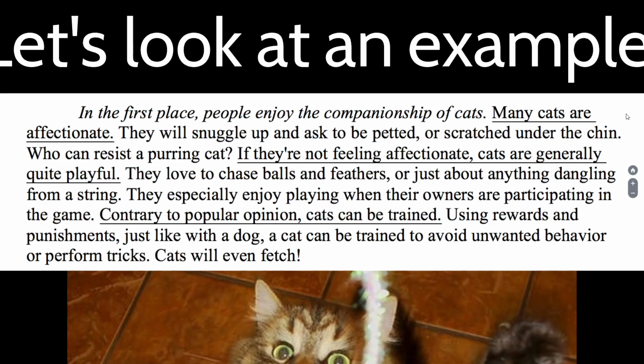The other thing I want to point out here is that as a part of this essay, this first body paragraph has a place marker. It says, in the first place. This means the first reason. And if you remember the thesis statement for this essay, it was, cats make good pets. So the topic sentence is supporting the thesis statement. We're hearing here now one reason why cats make good pets. This is the first body paragraph of the essay.